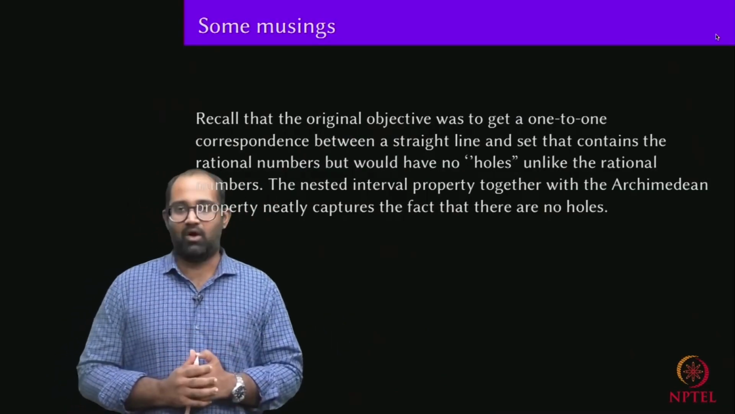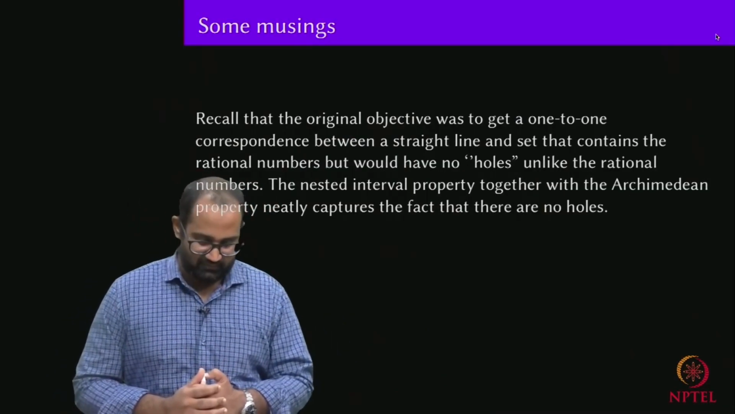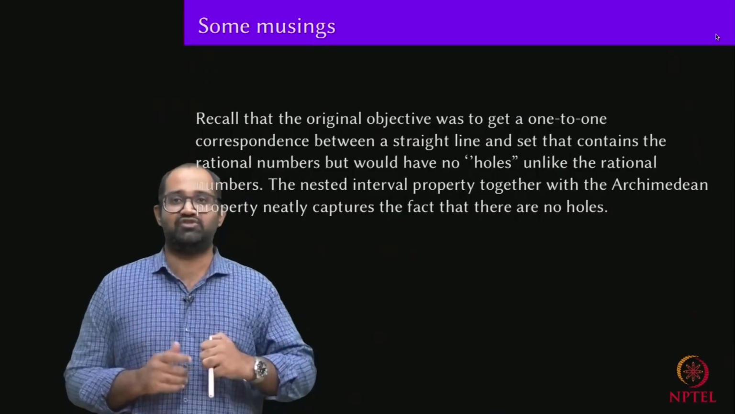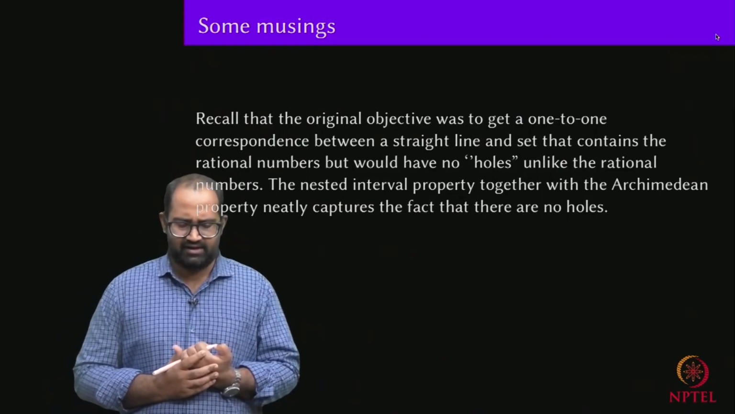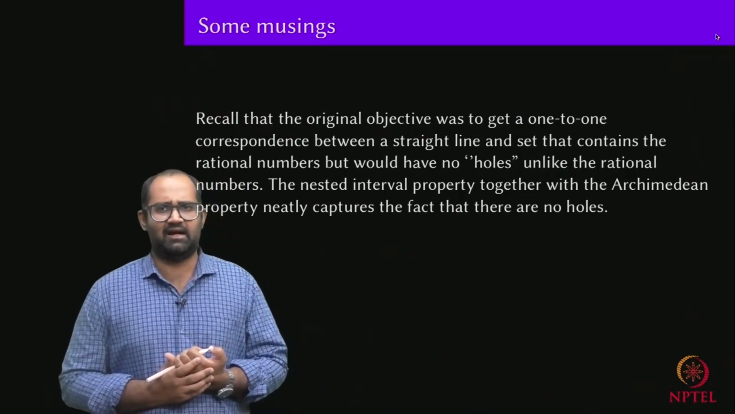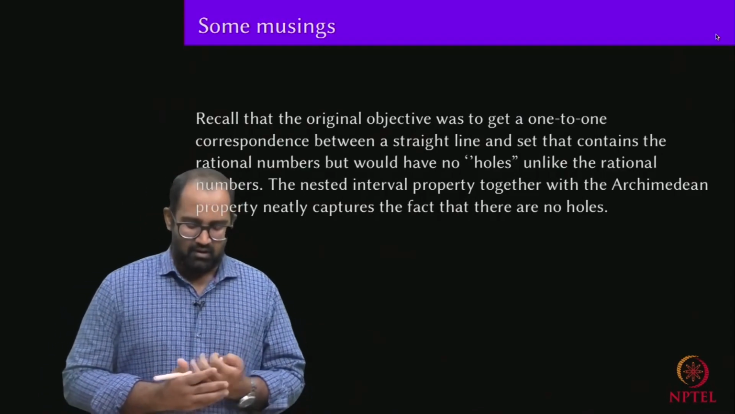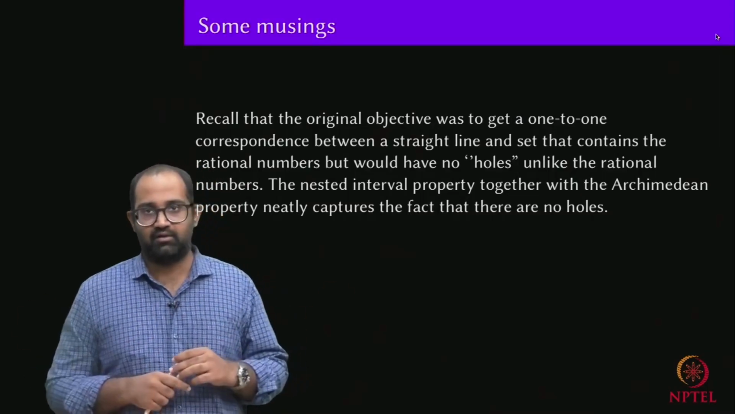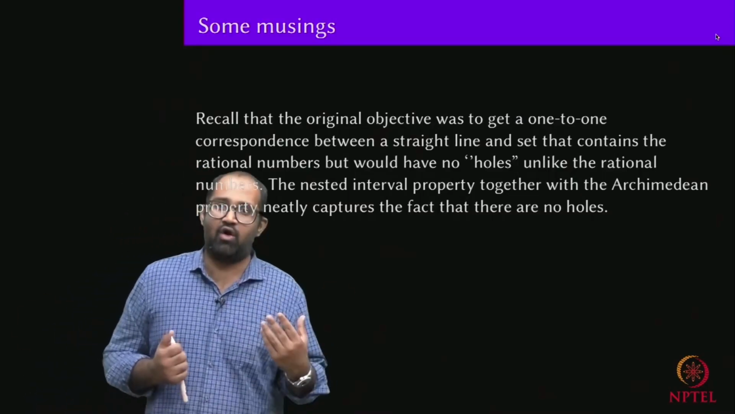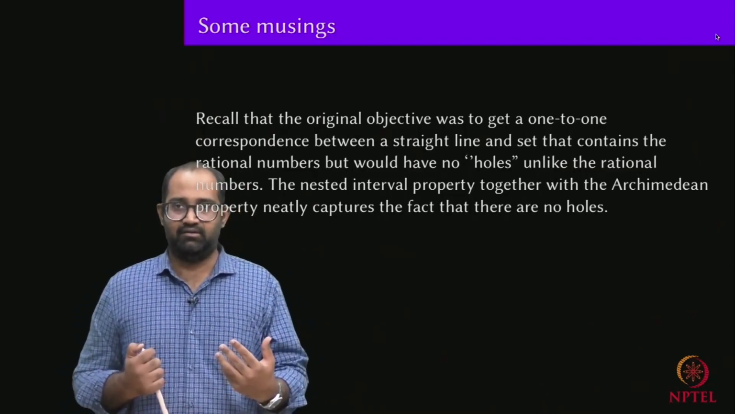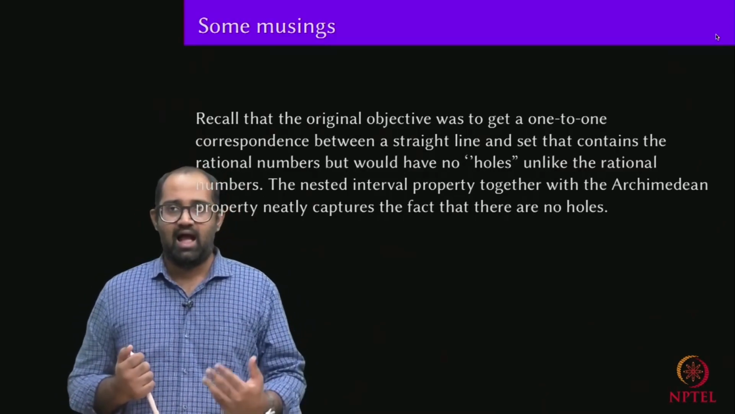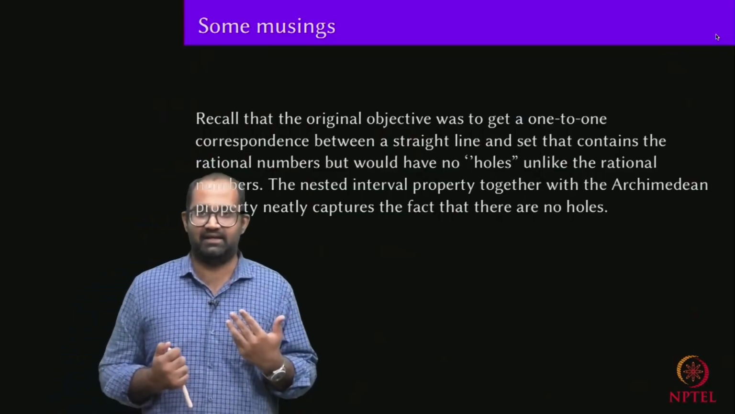Let's sit down and have a conversation. Our original objective was to get a one-to-one correspondence between the straight line and a set that contains the rational numbers but would have no holes, right? We want to find an ordered field, or just a field, that contains the rational numbers, has no holes, and is in one-to-one correspondence with the straight line.